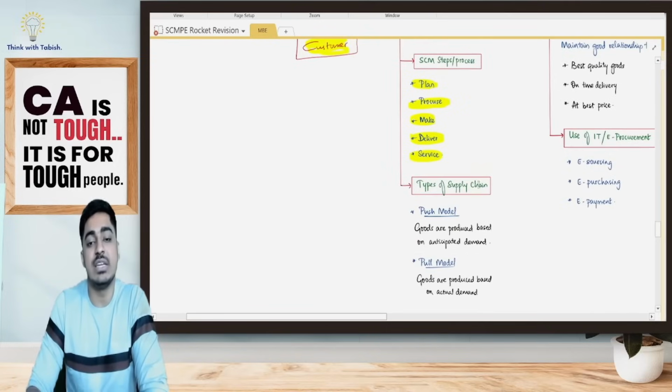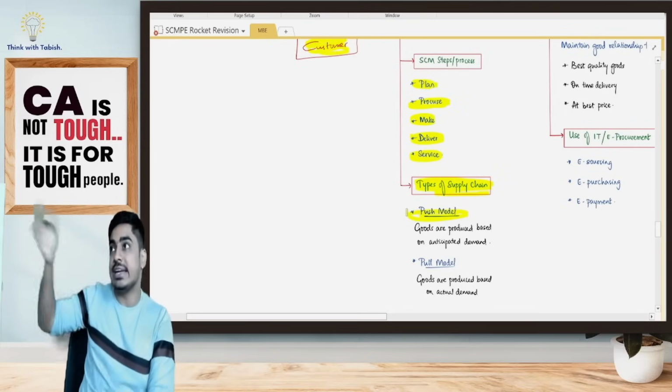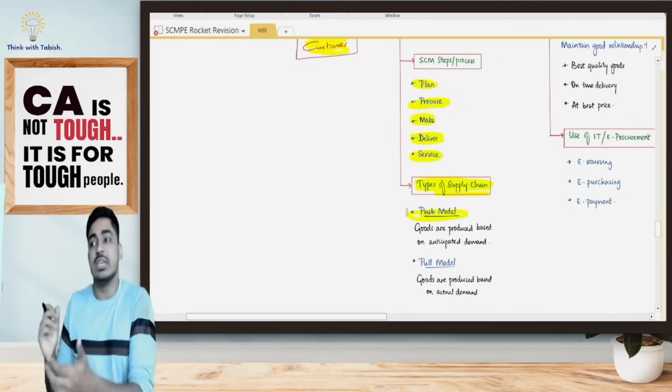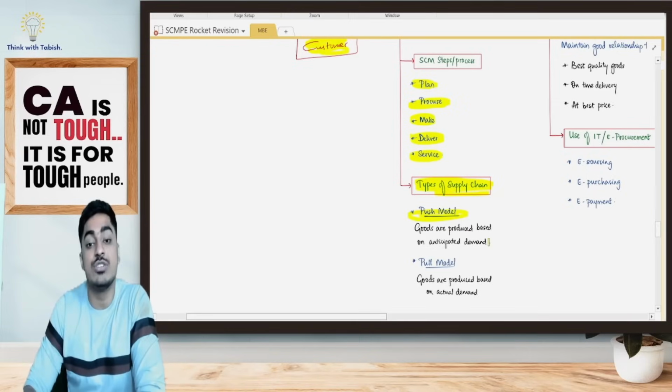Now, types of supply chain, two different types are there. First is the push model. You're anticipating next month how many calculators will be needed. Based on that, you're producing and you're selling. Goods are produced based on my anticipated demand.